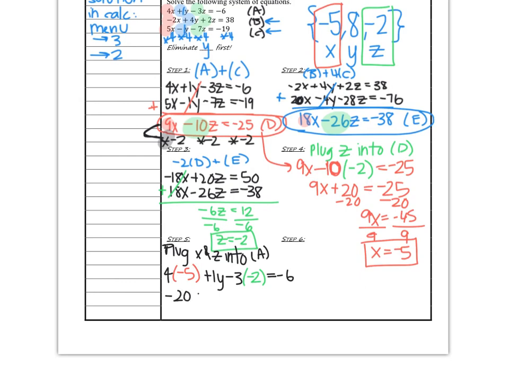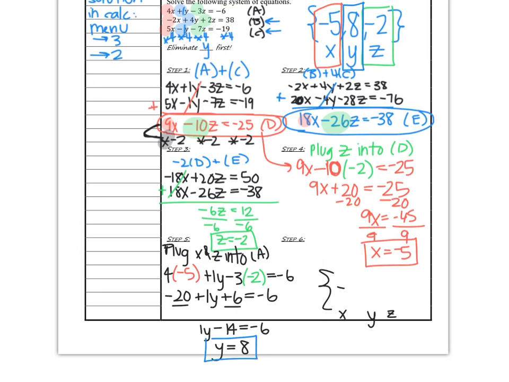All right, so again, simple solving. Negative 20 plus 1y plus 6 equals negative 6. When I combine these like terms, we get 1y minus 14 equals negative 6. Add the 14 and we get y equals positive 8. When I look back at my solution, way back up here in the tippy top, y equals positive 8. Boom. Step 6 is just to write your solution as your final answer in the order of x, then y, and then z. So we have negative 5, comma, 8, comma, negative 2.